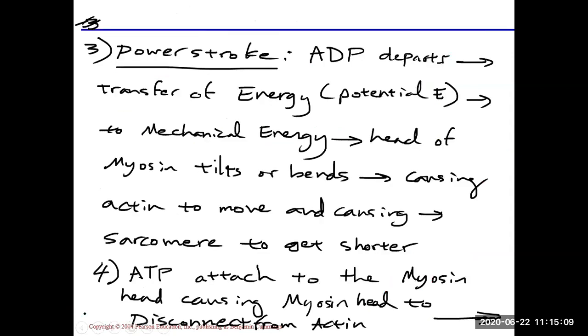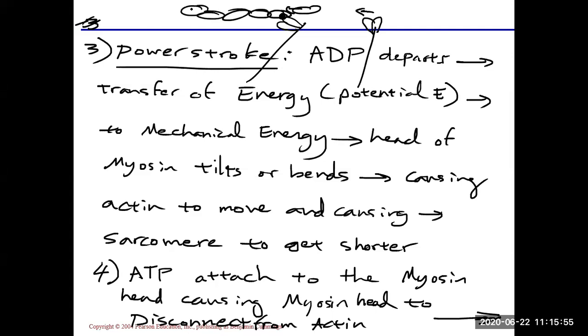Third step, power stroke. This is when the adenosine diphosphate departs and that transfers the potential energy to mechanical energy. In other words, the head of the myosin tilts or bends, and it causes the actin to move. And also the sarcomeres at this point in time are shortening. Basically, what is happening is the myosin heads that are already attached are tilting. So here's the myosin head, now tilted. Of course, they are attached to the actin.